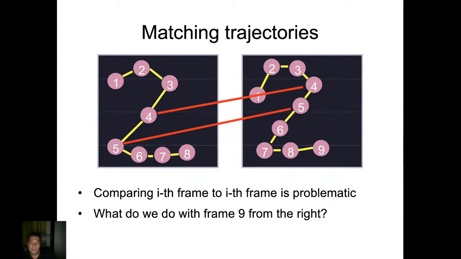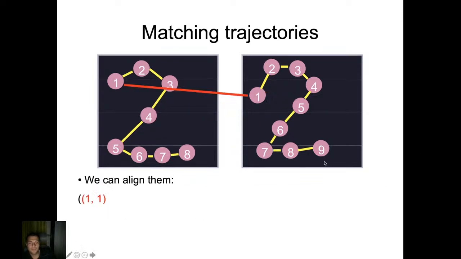So the first idea that comes to mind, just comparing the ith frame from one video with the ith frame from the other video, is problematic. For example, what happens when one video is longer? The second idea is to perform an alignment of the two trajectories.